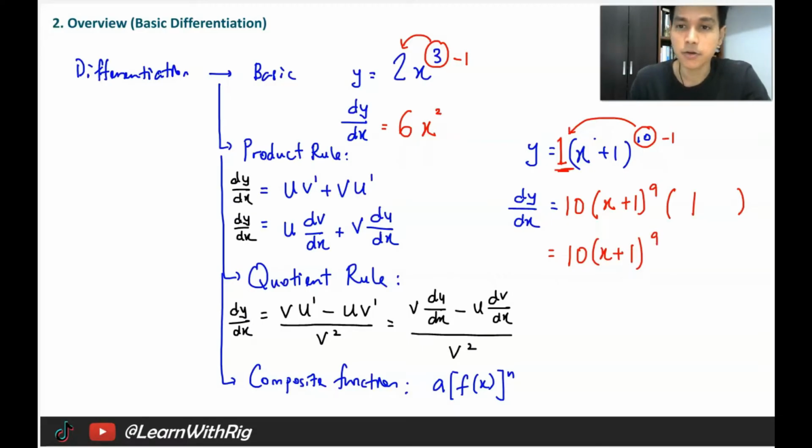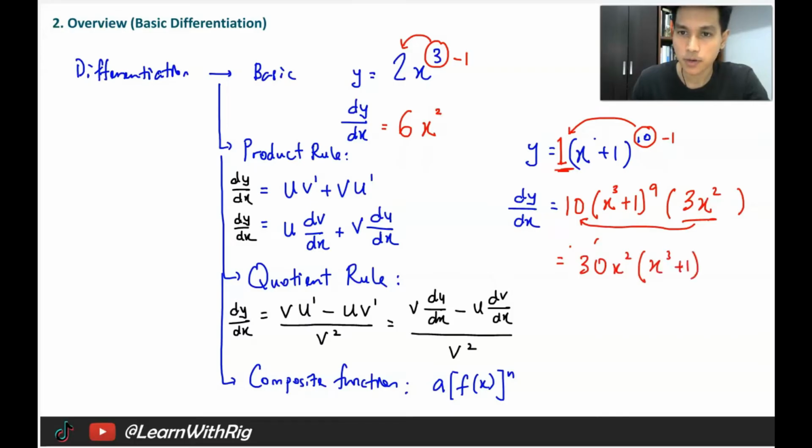Now in this case, because the x value is just x power 1, you only get 1 here. But if let's say the x is power 3, okay, if x is power 3, what you get is 3x squared. Then you can take this, multiply by the front part here to simplify the formula. You will get equals to 30x squared (x cubed + 1) power 9.